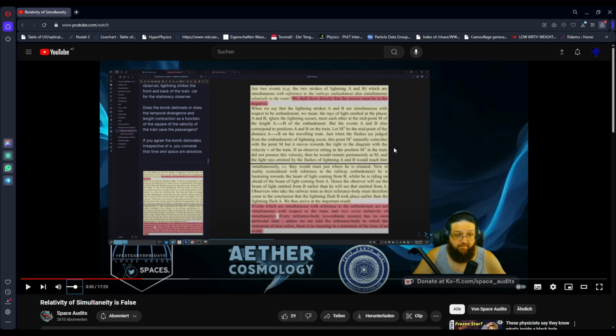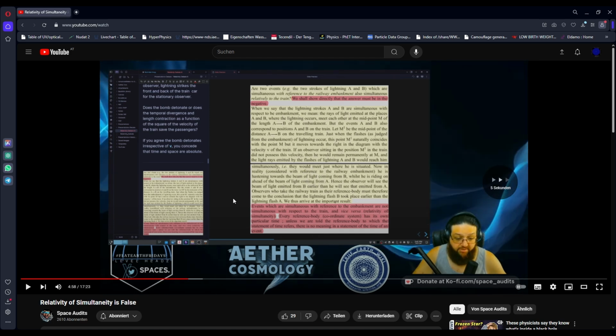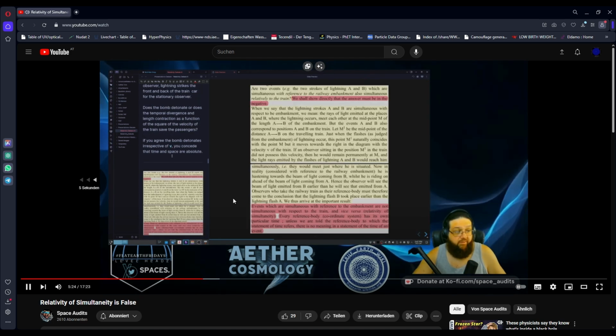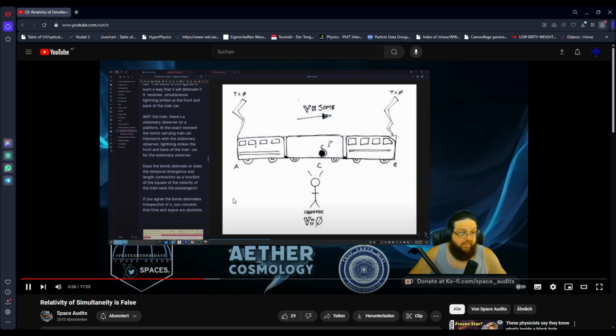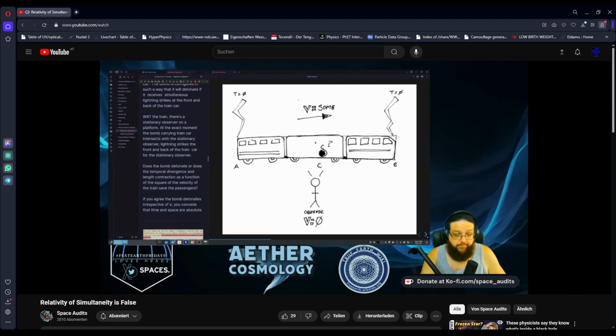That is precisely what I explained, so I will just skip this section. Okay, so the example given here with the lightning strikes reaching the midpoint, sure.